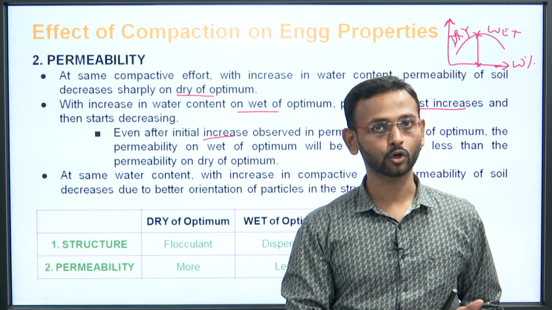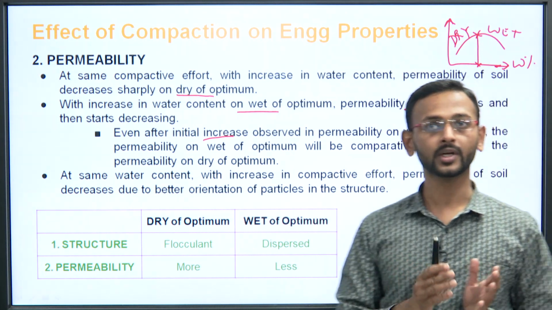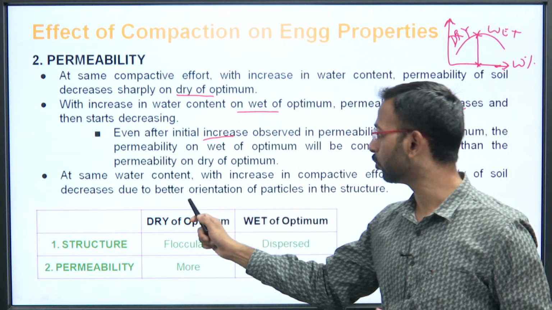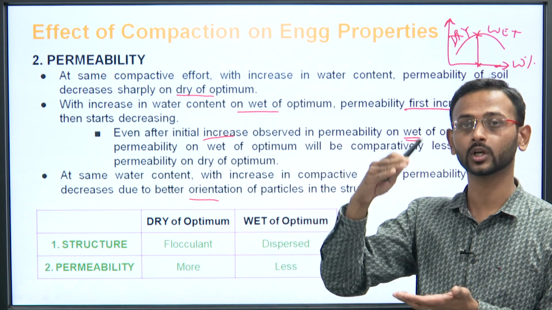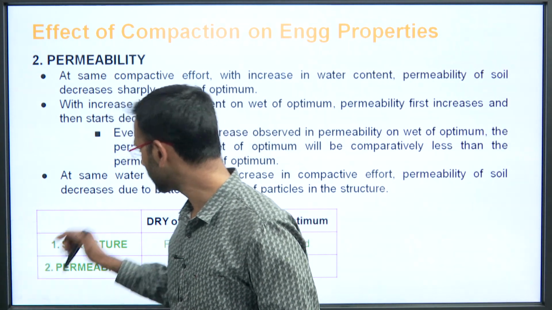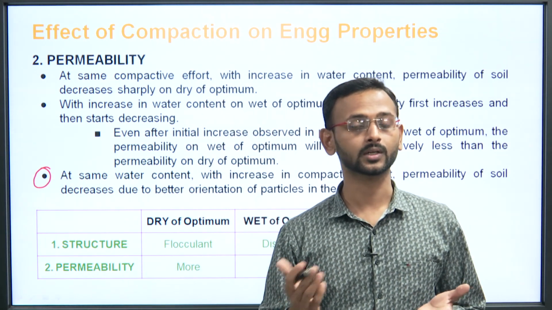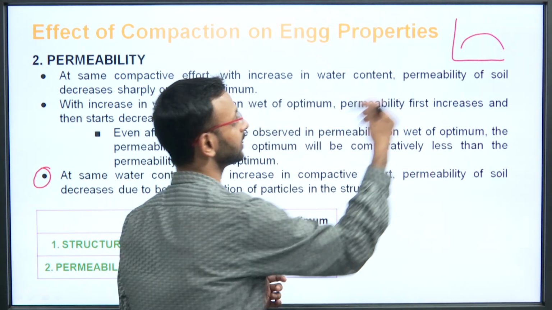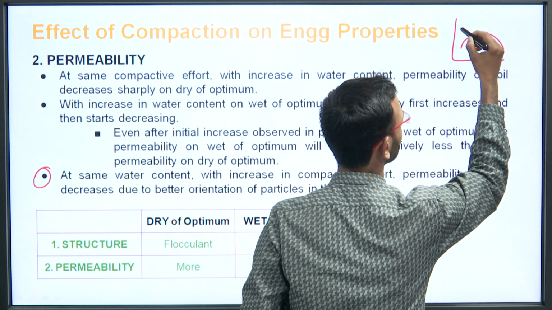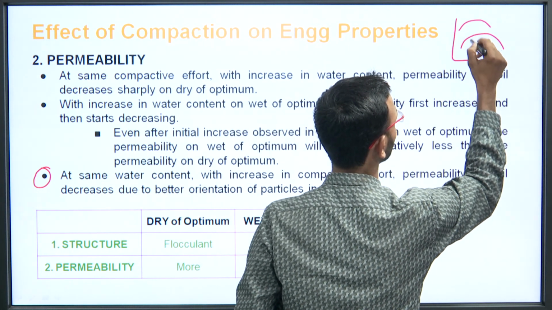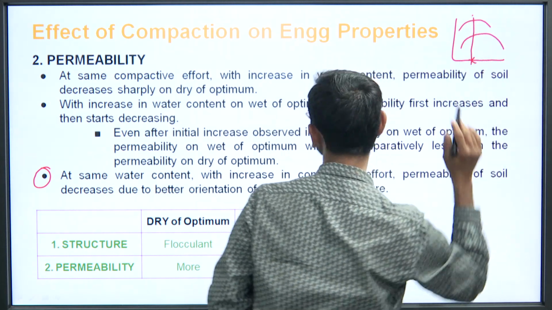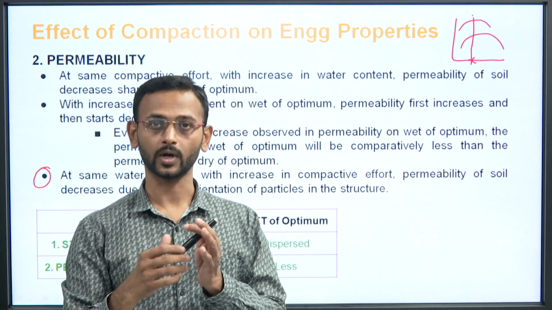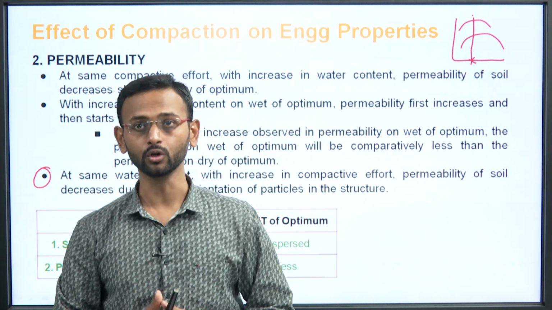At the same water content, with increase in the compactive effort, permeability of the soil decreases due to better orientation of the particles. So, the particles will tend to get more oriented at the same water content when we talk about the different curves here. This third point you can simply see: if there is one compactive effort, and then your compactive effort is increased, let us say you are applying the heavy compaction test, so it comes out to be somewhat more. At this water content, this third point will be valid. So, the particles will tend to get more oriented, and as the particles get more oriented, the permeability will try to decrease.